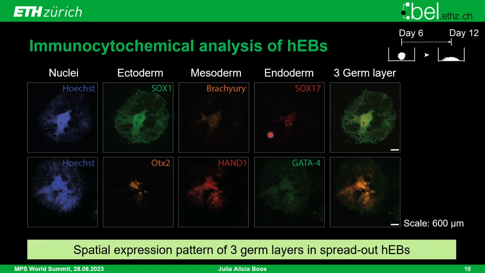And then we stained for 2 markers of each germ layer, so ectoderm, mesoderm, and endoderm, and we indeed saw that the EBs were able to differentiate into all the 3 germ layers under co-culture conditions, so together with the placental barrier.